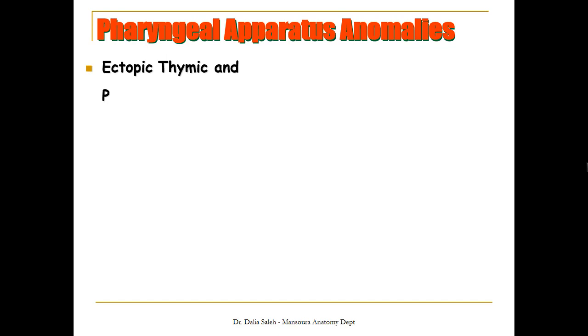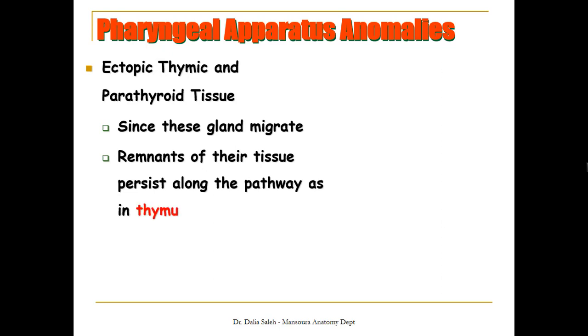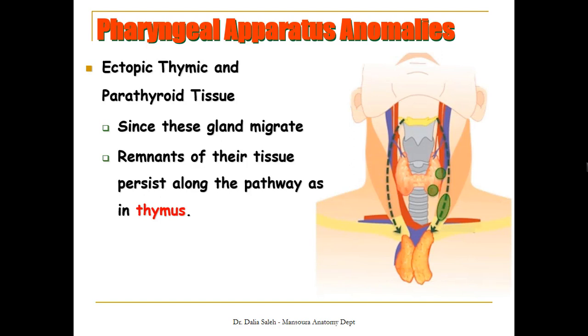Another anomaly regards the thymus and the parathyroid tissue, because these tissues migrate downward from their original developing site to their final destination in the adult. So we could end up with remnants of their tissue persisting along the pathway of their migration, as in the thymus gland here. If you look at this diagram, you can see the green arrow here points at the normal pathway of migration of the thymus gland. And here you can see the remnants of the thymus tissue along the pathway of its migration.